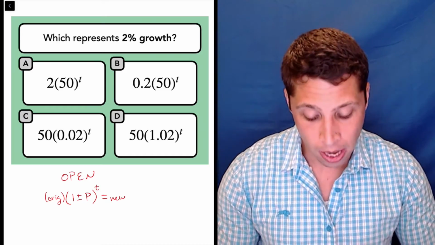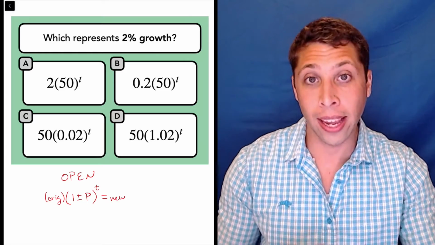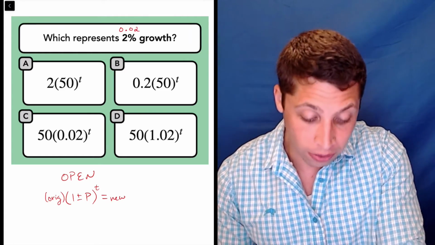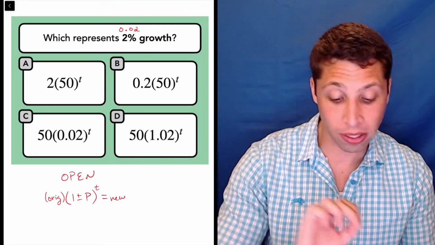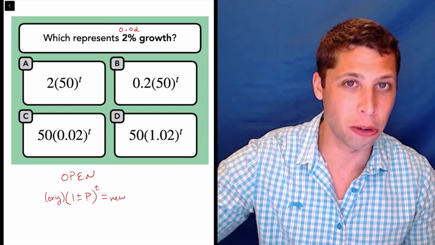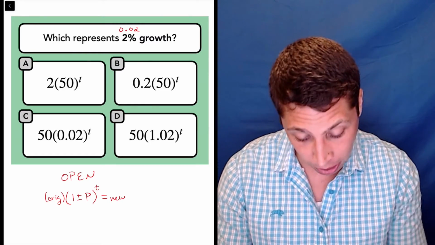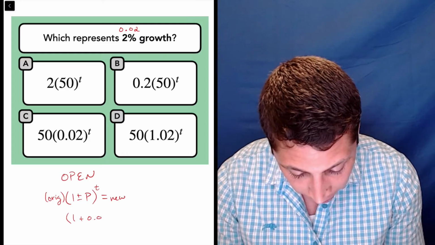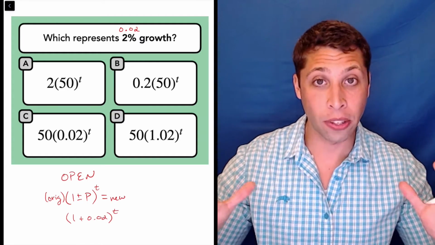So when we talk about a 2% growth, the most important thing is that the 2% becomes the decimal version of itself. So 0.02, and you can see where a choice like A or B starts to get really tempting. They seem to have the 2, but it's not accurate and it's not even in the right place. When we put it into our formula, we're going to put it here, 1 plus 0.02 to the T. So that is where our percentage is going to come from.